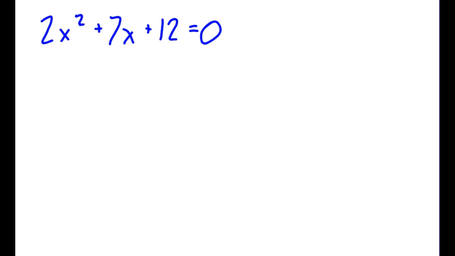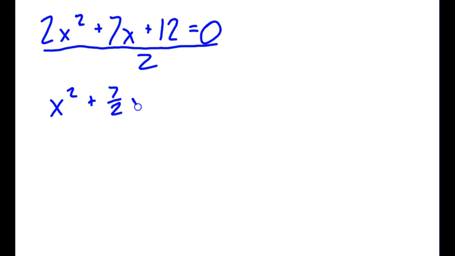In this last example, again, we're going to use completing the square. We have 2x squared plus 7x plus 12 equal to 0. In this problem, there's a few things we have to do first before we can use the actual process. Our first issue is that the coefficient in front of x squared is not 1. So now we have to divide this whole equation by 2. If we do that, we'll be left with x squared plus 7 over 2x plus 6 equal to 0.